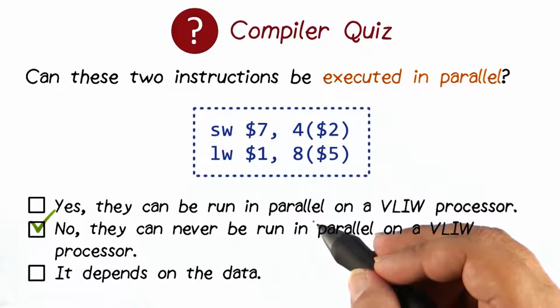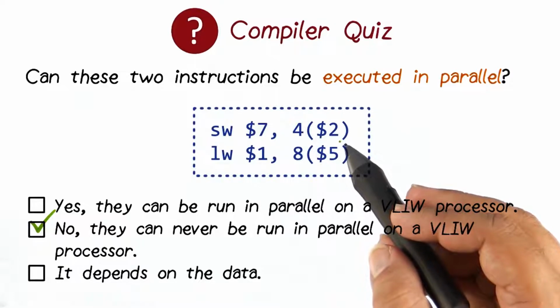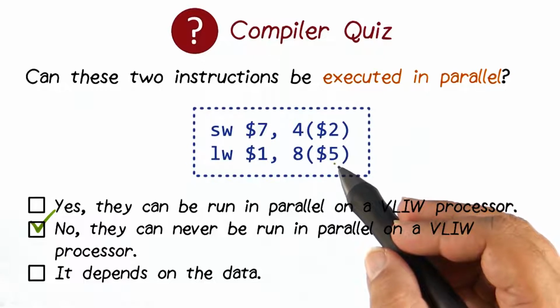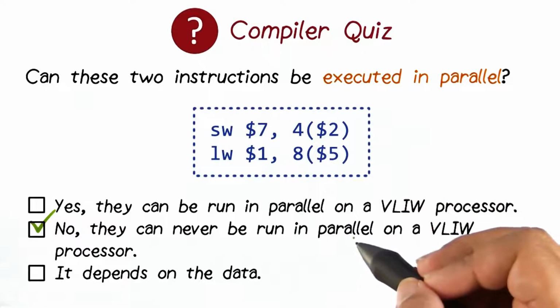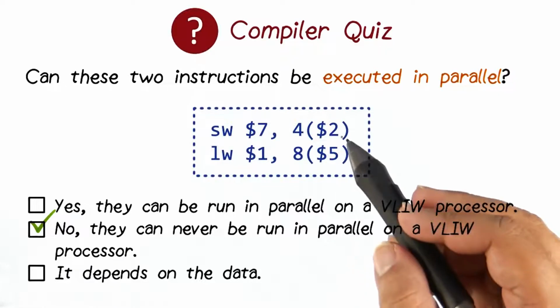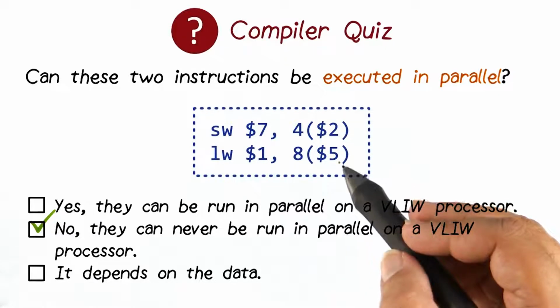In the case of superscalars, it is possible to parallelize dynamically because we would know what value $2 has and what value $5 has. Statically, however, it is not possible to know this. The VLIW compiler operates statically and therefore it will rule that these instructions cannot be parallelized.